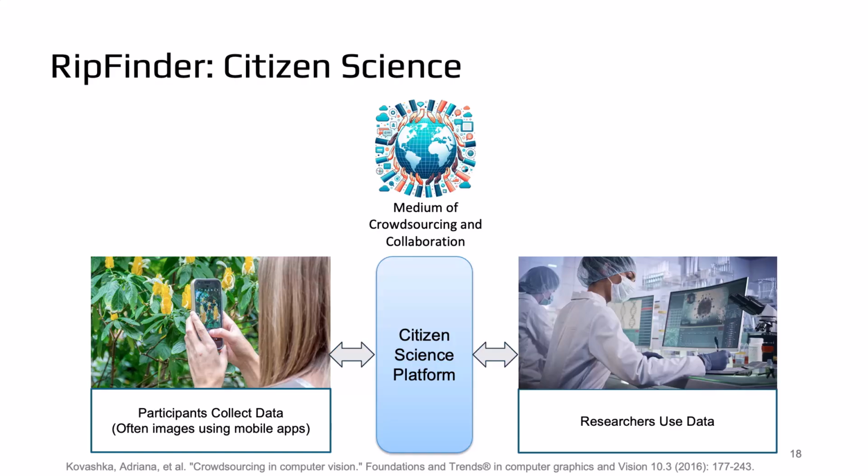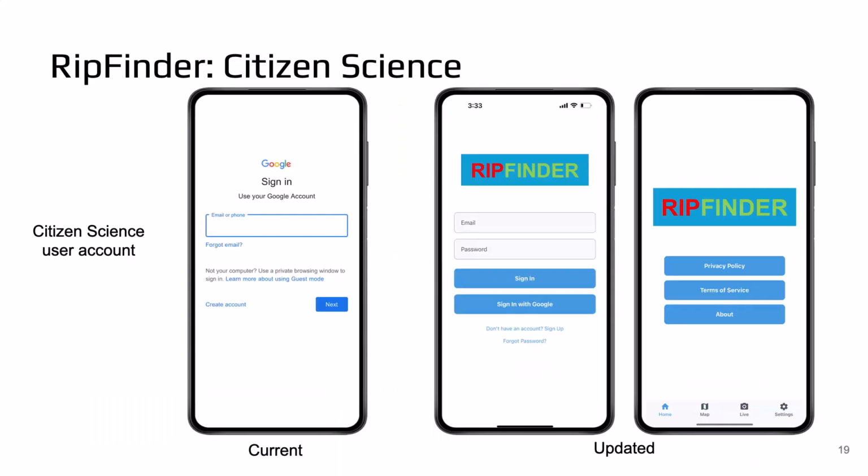So the idea is we need a citizen science platform, and then the participant would collect the data and upload to the platform. Then the researchers, that can be, in this case, either computer scientists or coastal scientists, they can use that for various tasks. For example, training more ML models, or analyzing the data to see what kind of rip currents are present. So we do need a citizen science platform, which is the medium of this crowdsourcing and collaboration.